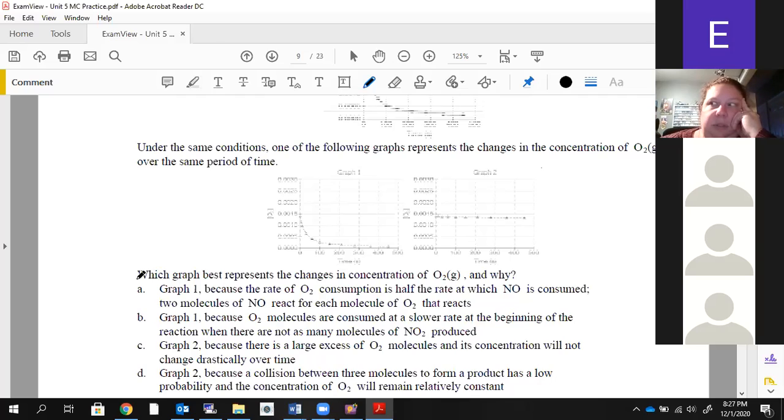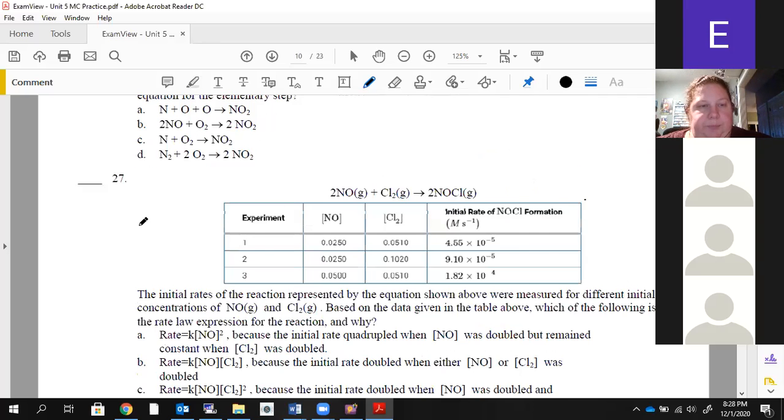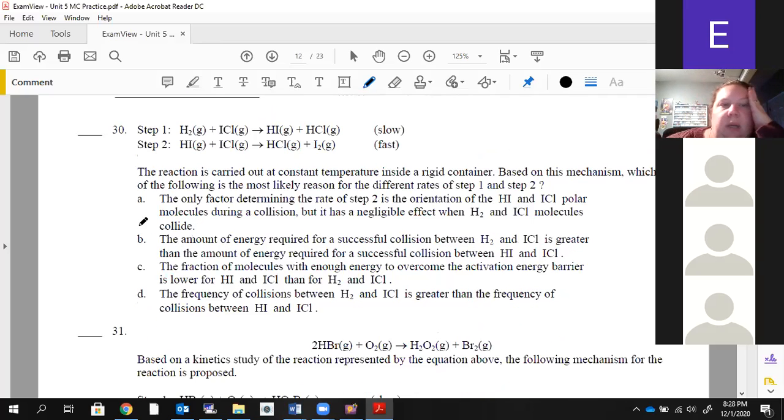Anything else on the multiple choice? Could you go over number 30? Number 30, of course. All right, so we got a mechanism. Based on this mechanism, which of the following is the most likely reason for the different rates of step 1 and step 2?